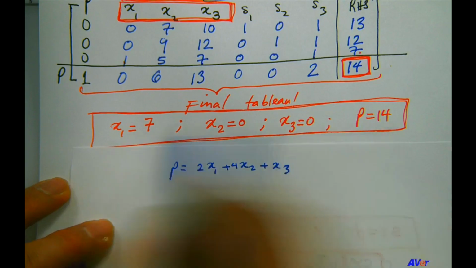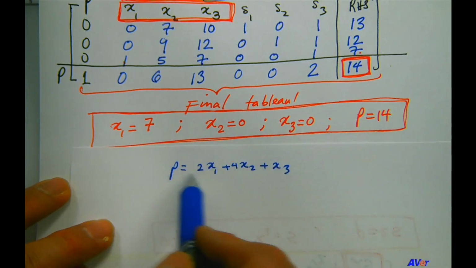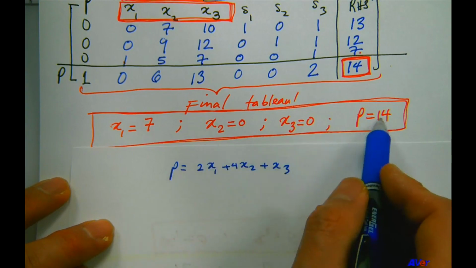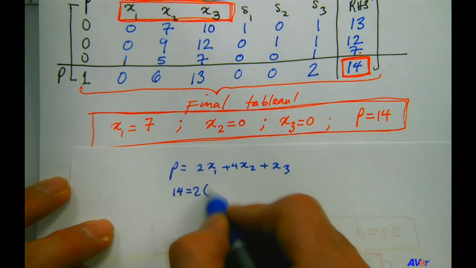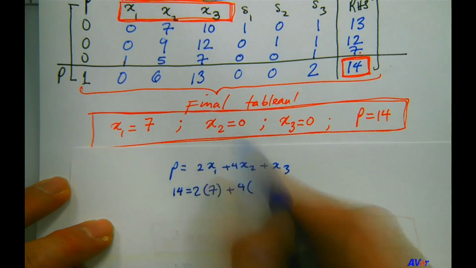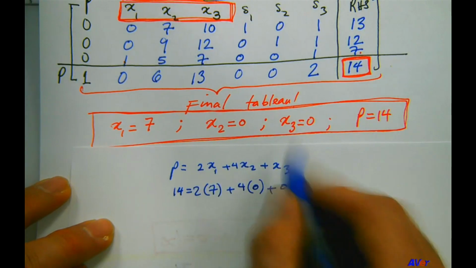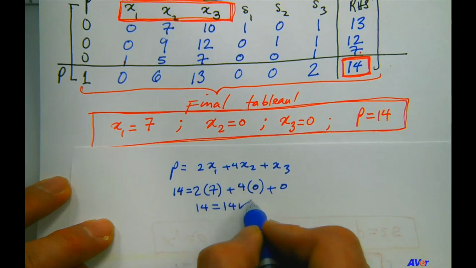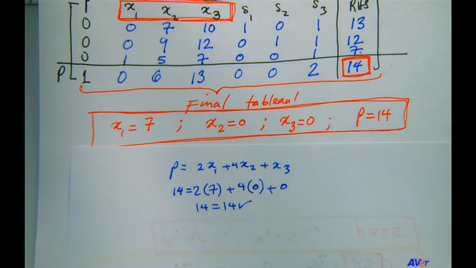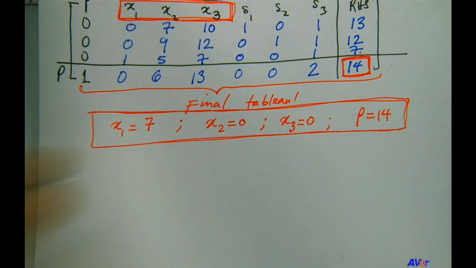So just plug in these values to see if you get a valid result. So p is equal to 14. 2 times x1, x1 was 7, plus 4 times x2, 0, plus x3, which was 0. So all of this drops out, you get 14 equals 14, and it checks out. So it didn't even take 30 seconds, and we were able to test that result in the objective function. Okay, so that's that.